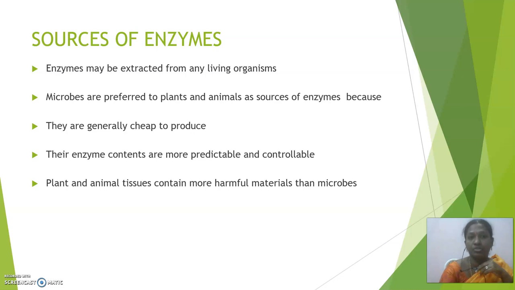The enzymes we want to use in industries can be readily taken, and their enzyme contents are more predictable and controllable. Predictable and controllable means we can grow them in the lab, and how they grow and what their characteristics are can be easily predicted. So it is definitely useful in industries, and it is also very much controllable by our environment and the type of lab. Plant and animal tissues contain more harmful materials than microbes. That's why we prefer enzymes of microorganism origin. Okay, students, thank you. We'll see you in the next class.